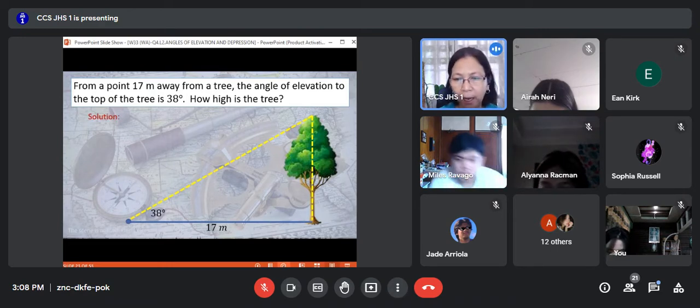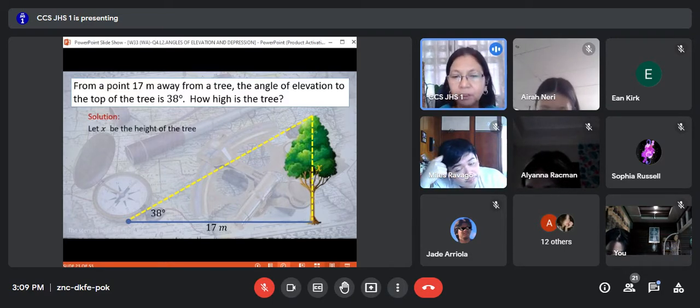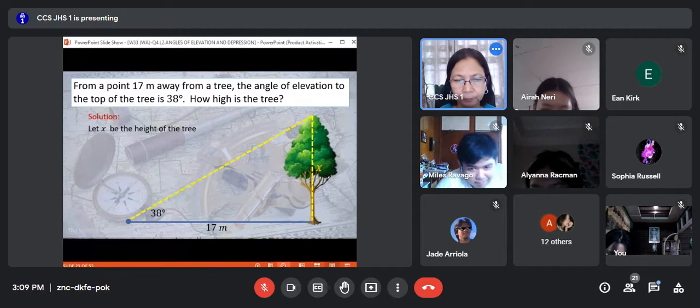Now we are going to draw also an imaginary vertical line on the tree, for us to draw our right triangle. That line should be perpendicular to the ground. We have to assume that the tree is very straight, so always draw a line perpendicular to the ground. Solution. So we are going to denote that x is the height of the tree. You have to represent your solution with a variable. Now, how are we going to solve for x?